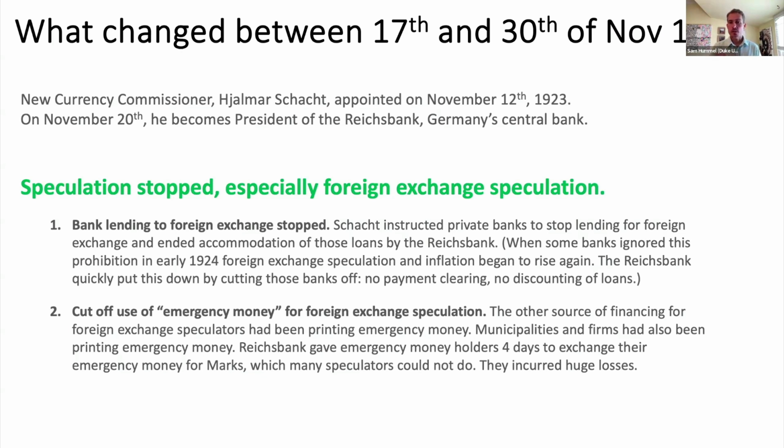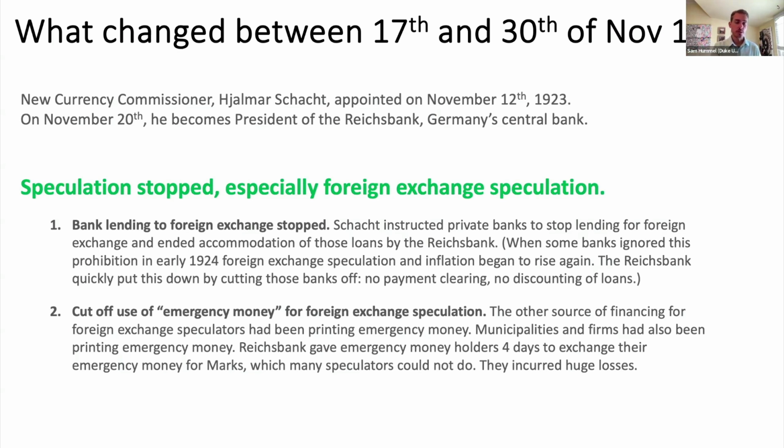So most of what I'm going to tell you is coming from a particular account, which is by Hjalmar Schacht, but I'm also drawing in many other things that I've read. He was the new currency commissioner put in place on November 12th, and on November 20th, he became the president of the Reichsbank, which is Germany's central bank. So what did he do, or what did they do?